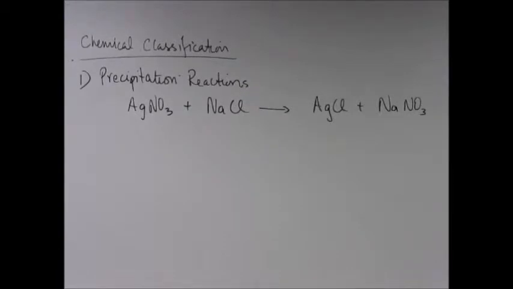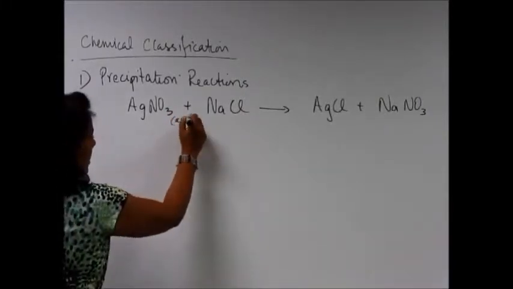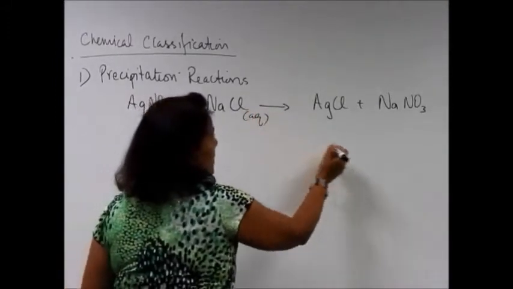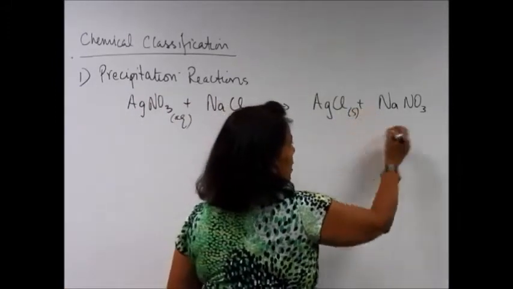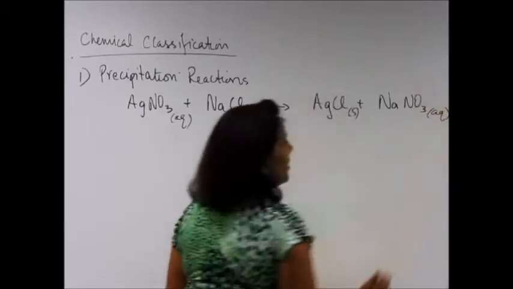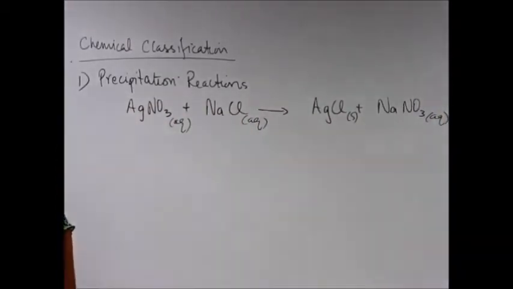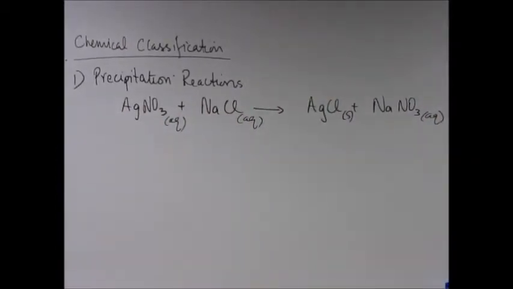When we start doing chemical classifications of reactions, it's really important that we also start writing our states, whether it's a solid, liquid, or gas. In this case particularly, these are all aqueous. AgCl, however, is a solid, and then sodium nitrate is aqueous. Which means three things are soluble in water. One of them is not soluble in water, and that's the precipitate that's forming.